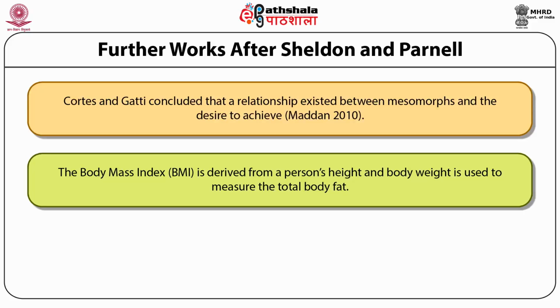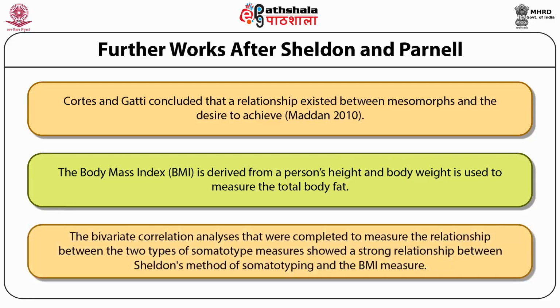To test the reliability of the BMI measure, Madden and his colleagues took Sheldon's original sample data from a variety of delinquent youth and compared the result of Sheldon's somatotyping technique with the same sample using the BMI scale to determine the individual somatotype. The bivariate correlation analyses that were completed to measure the relationship between the two types of somatotype measures showed a strong relationship between Sheldon's method of somatotyping and the BMI measure. These analyses indicate that BMI is a reliable source of somatotyping.